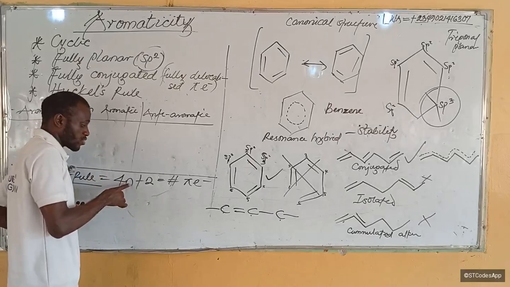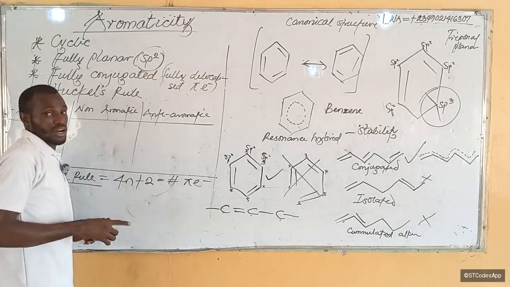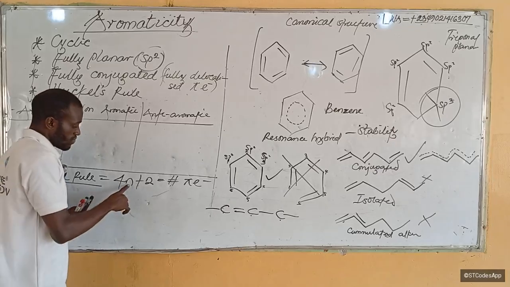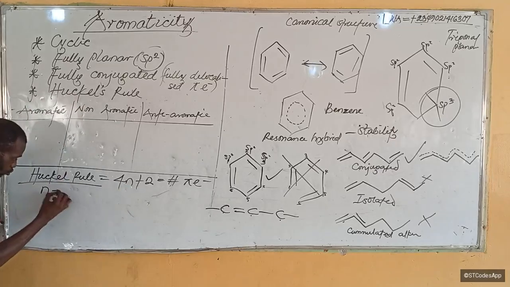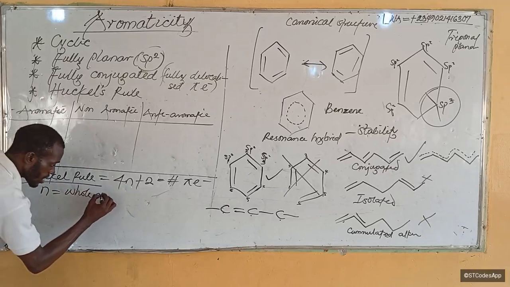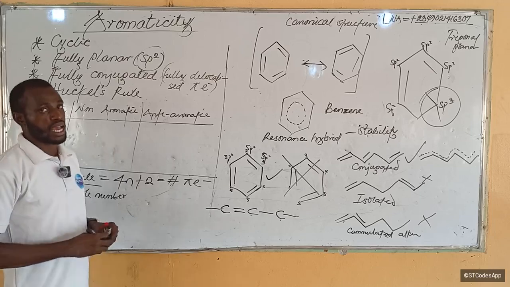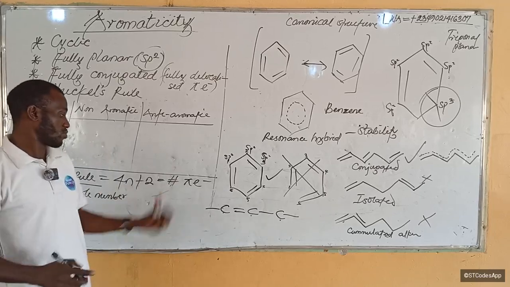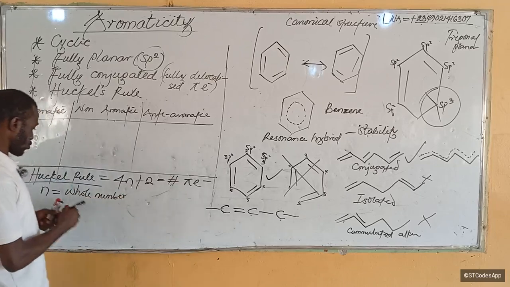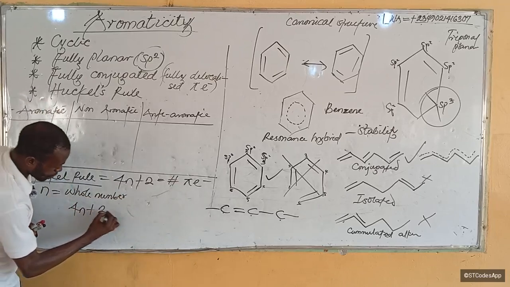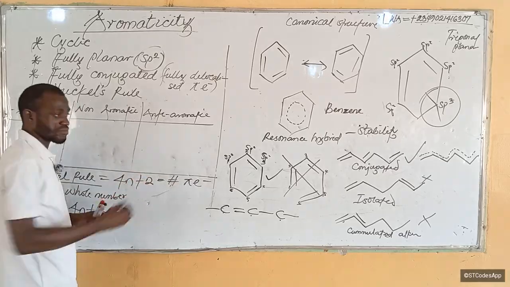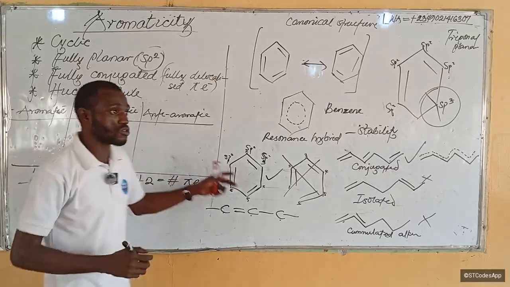I'll show you how to solve for n. If you get n to be equal to a whole number, then the molecule is aromatic. What do you equate it to? You do 4n plus 2 is equal to the number of pi electrons. So how do you count pi electrons? The pi electrons are the ones on the double bond.